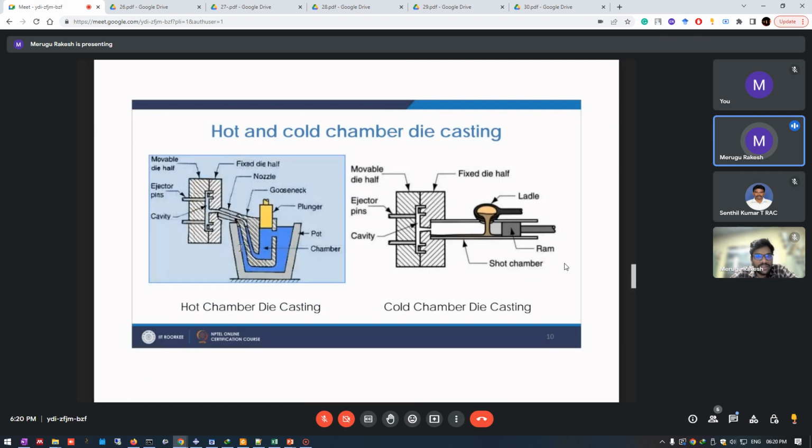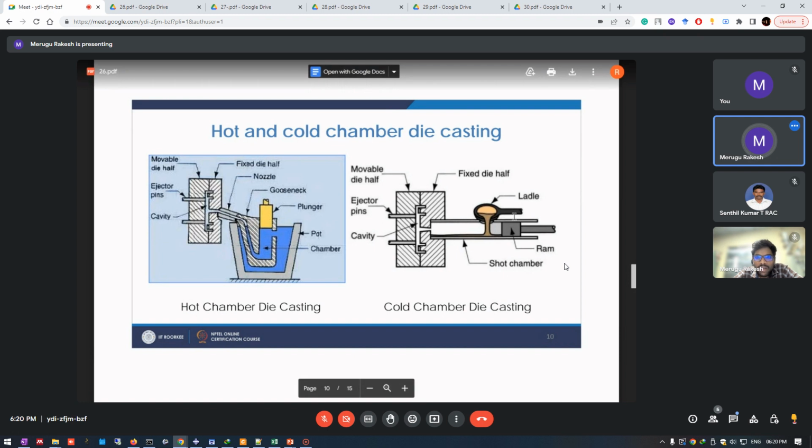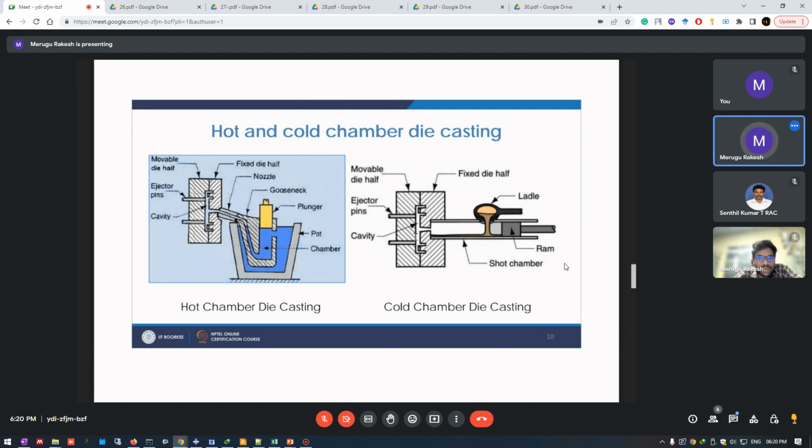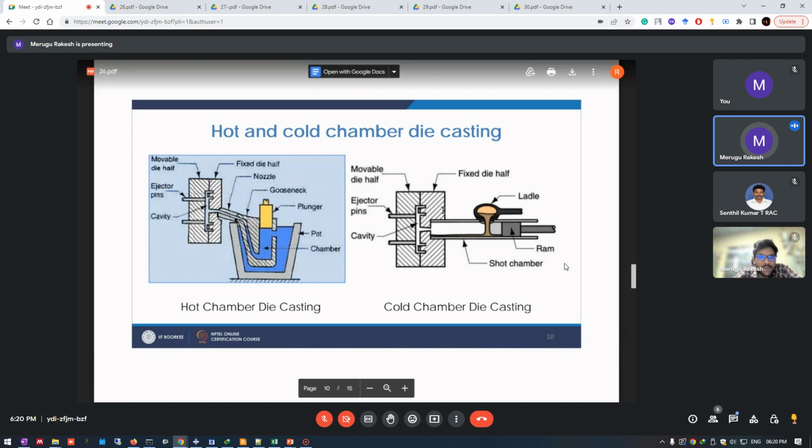The left one is the hot chamber die casting, in which the plunger, which you see in yellow color, and the entire setup is inside the crucible. But in cold chamber, we are using a ladle to pour the metal, then we use the plunger or ram to push the metal into the casting product, as you see in the right side figure. So that is the main difference between hot and cold chamber die casting process.